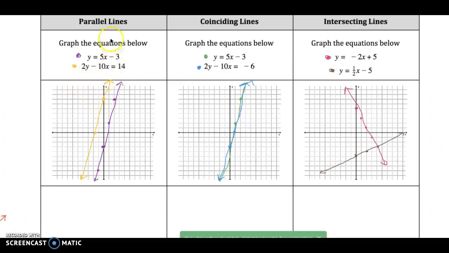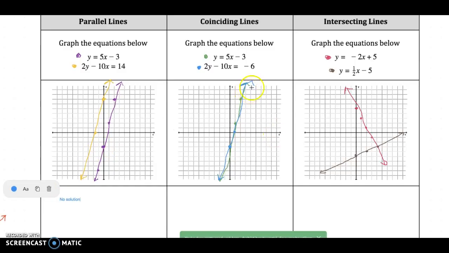But these first ones are parallel lines, so these do not cross. You want to be extra sure that they're not just a little bit off. These should be parallel. So for parallel lines, remember we defined a solution as where the lines intersect. Well, these lines don't intersect. So if we had to describe the solution, we would have no solution. So if you graph parallel lines, you know they're not going to cross, so you want to say that they have no solution.